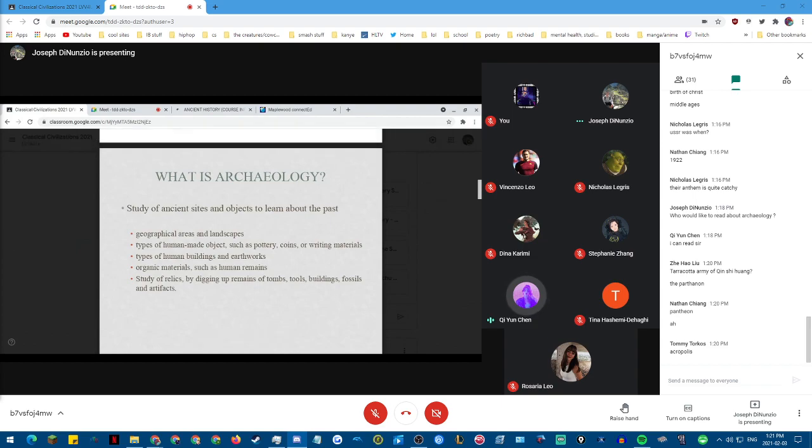What is archaeology? It is the study of ancient sites and objects to learn about the past. The geographical areas and landscapes, types of human-made objects such as pottery, coins, or writing materials, types of human buildings and earthworks, organic materials such as human remains, and the study of relics by digging up remains of tombs, tools, buildings, fossils, and artifacts.